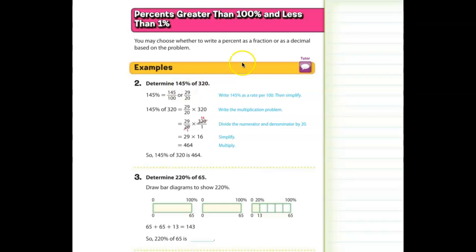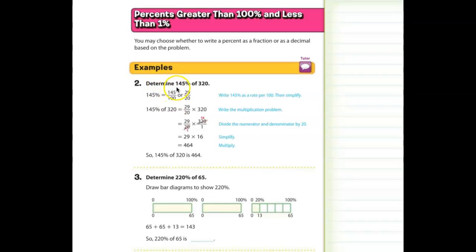On the next two examples, it says percents greater than 100% and less than 1%. So you can choose which strategy you want to use. Now, I think the strategy I use for 2 is a little bit nutty, but we're going to go ahead and talk our way through it. And I think that it's actually easier to apply the strategy they use for 3 to the second example.